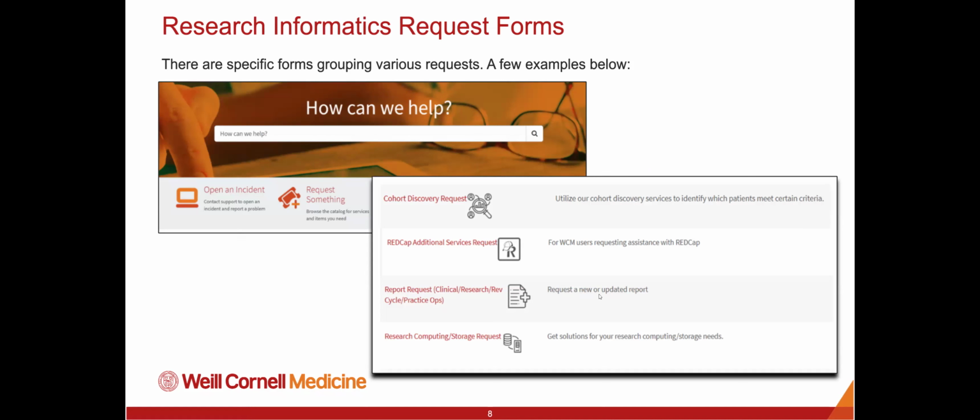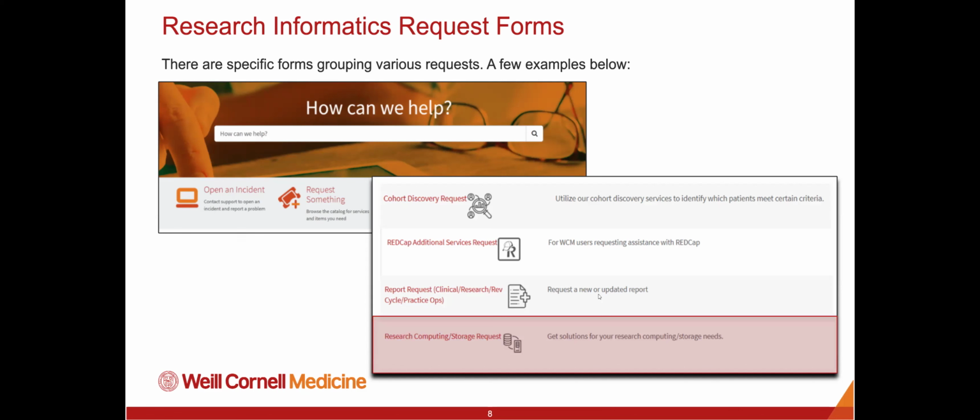So we've listed a few of our most common forms here where you can, for example, request cohort discovery tools when you want to get counts of patients for your specific research aims at the very beginning of your research. And these tools, for example, are really great for determining study feasibility. As you can see, we have a separate form for REDCap assistance. We also have a report request form if you are looking for rows and columns data through custom reports.